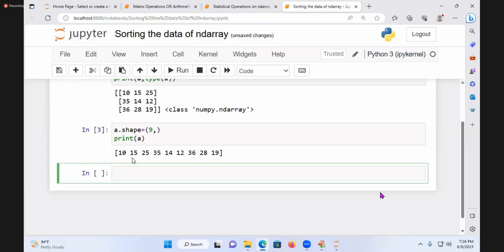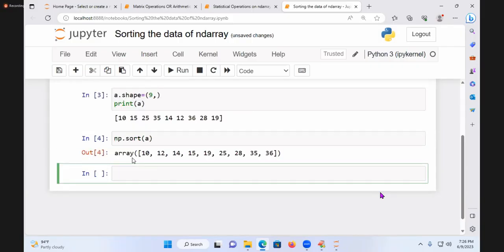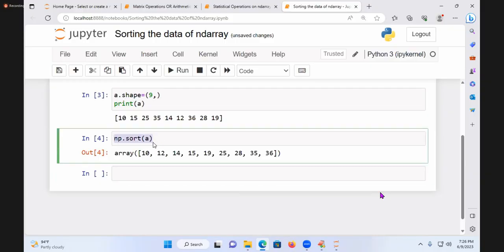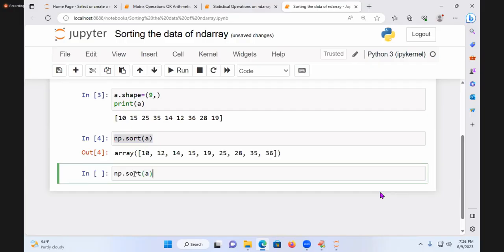How do you sort it? NP dot sort of A. How is it printed? The flattened elements are sorted. Now this sort function is taking the elements and putting them into ascending order. Now what is the descending order? Now I want to print the descending order.